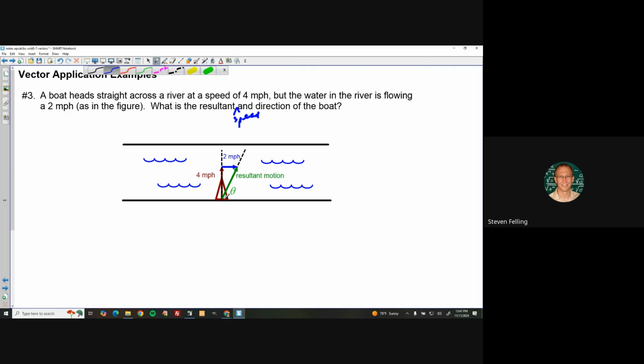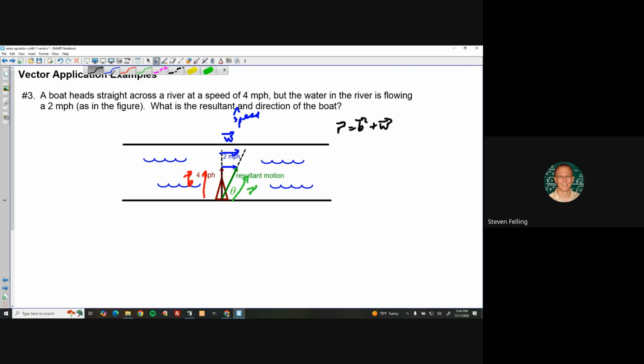Okay, so if there's a boat that's starting here and heading straight across, I'm going to represent this with vectors. I'm going to say, all right, the boat is going to have a vector. Let's call that vector b. The water is going to have a vector. We'll call that vector w for water. And then the resultant vector we'll call r. So that means that since r is the result of the sum of the boat's motion and the water's motion, we can say that the resultant vector has to be the boat vector plus the water vector. So then I'm going to figure out the vectors for each of these.